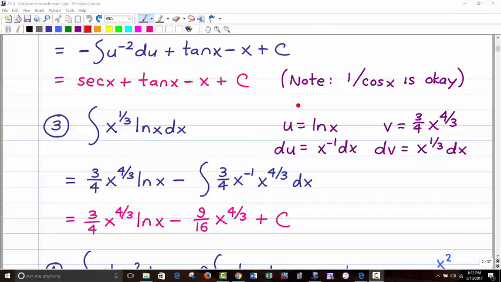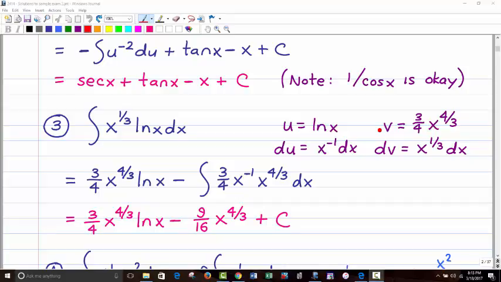So that makes du equal x to the negative 1, 1 over x dx. I just left it as x to the negative 1. Makes it easier the next step to combine the exponents. dv is x to the 1/3, which makes v equal 3/4 x to the 4/3. So remember, it's the antiderivative, and you're going from dv to v. So basic power rule from here to here.